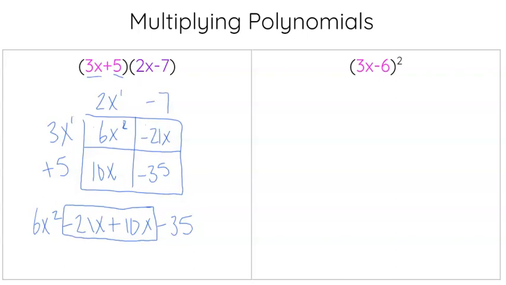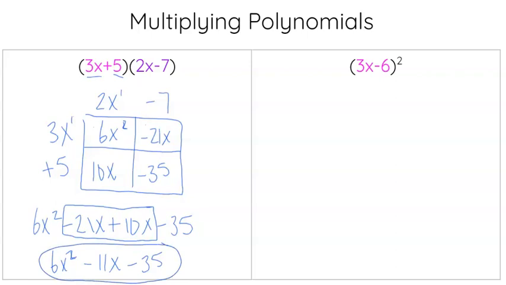So in this case, we're going to use a little bit of addition to finish up our answer. So we're going to keep this 6x squared. Negative 21 plus 10, we're going to combine our like terms. That's going to be negative 11x, and then negative 35. And that right there is our final answer.